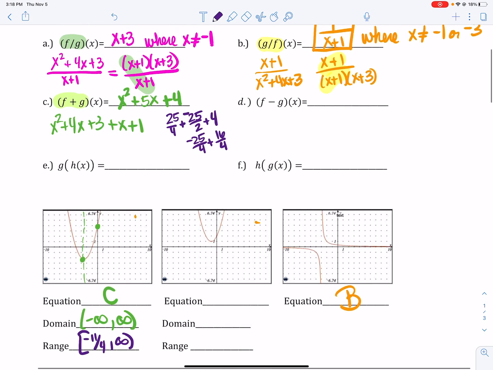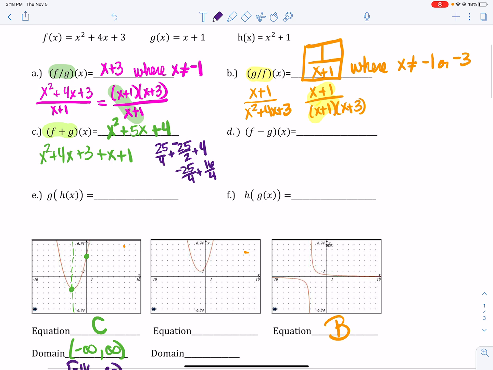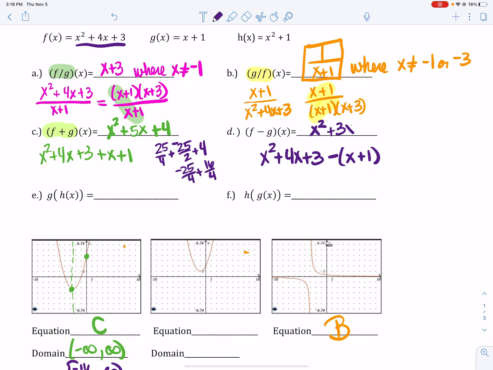All right, the next one is f minus g of x. So I would do my f of x: x squared plus 4x plus 3, and then I'm minusing g. So I'm minusing this entire thing. So that would mean I'd have x squared, and then I'd have plus 3x, and it would be plus 2.